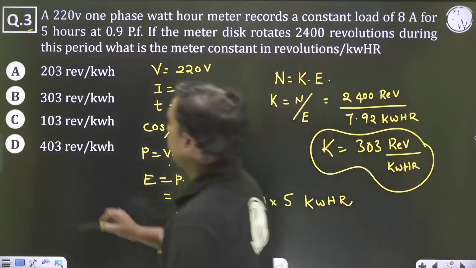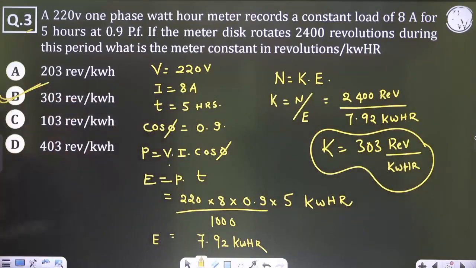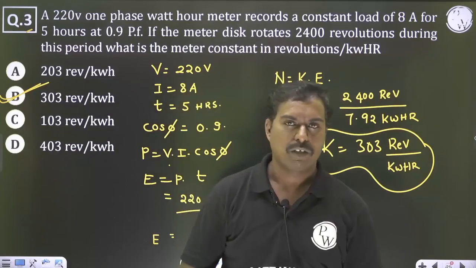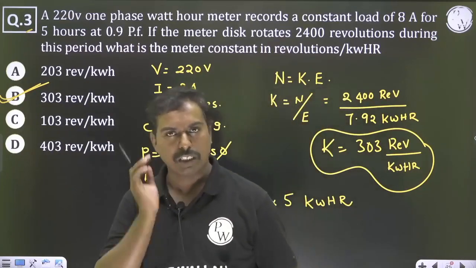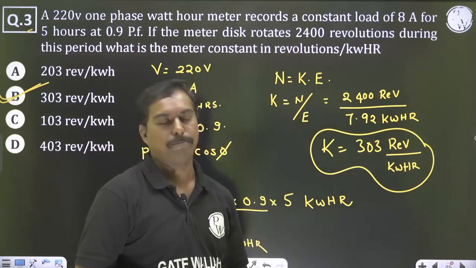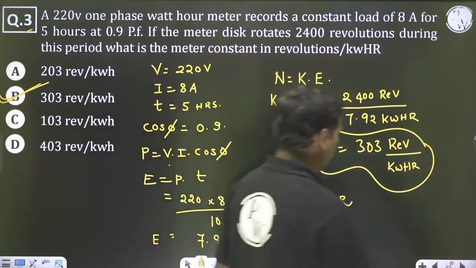Okay, so this is the right answer. Option B is the right answer. 303 revolutions per kilowatt hour. Don't miss these questions. Simple questions. N is equal to K into E. Many number of times these questions were asked.